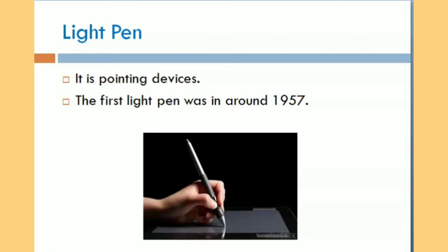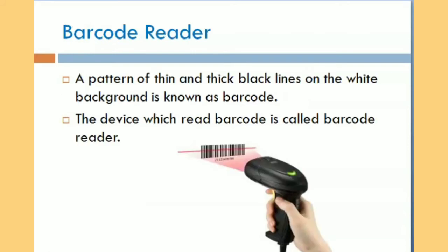It can be used as a substitute for the mouse, but it is much more costly. So, it is mainly used by engineers, architects and designers. The first light pen was used around 1957. The next input device is the barcode reader.